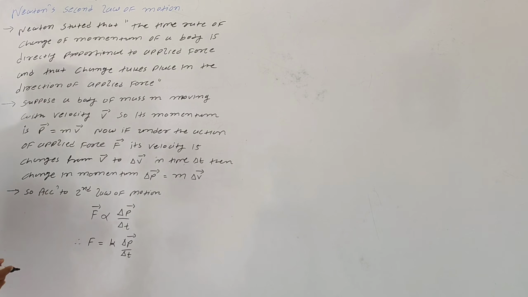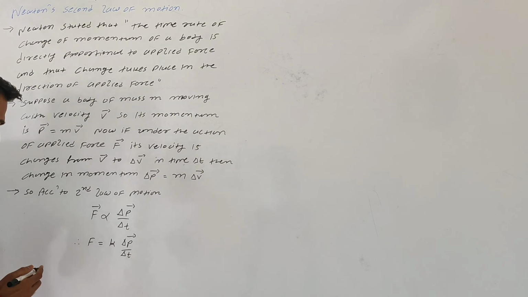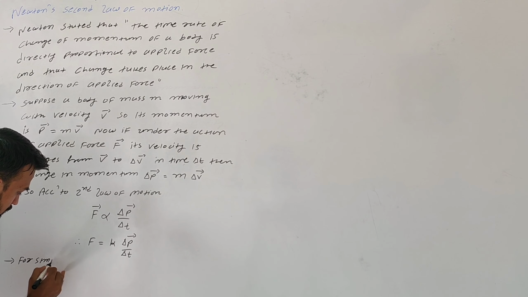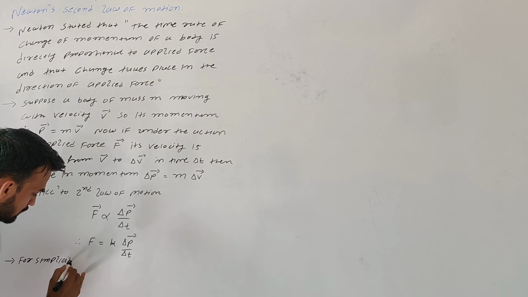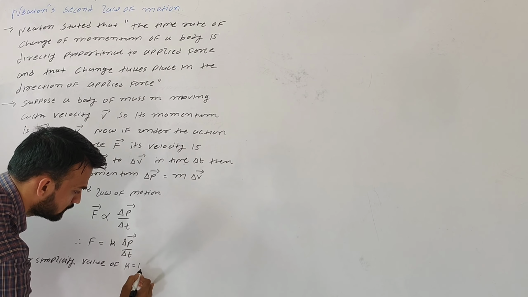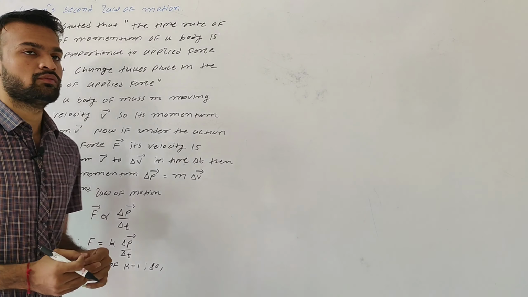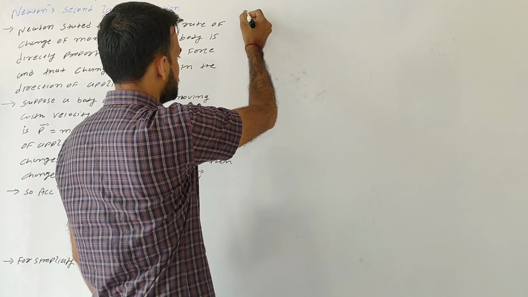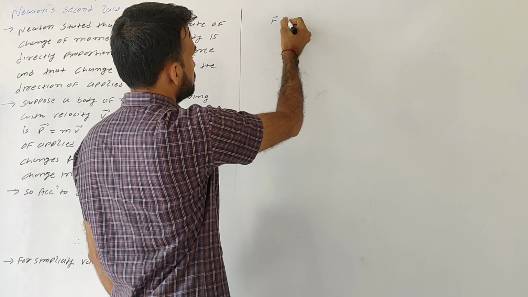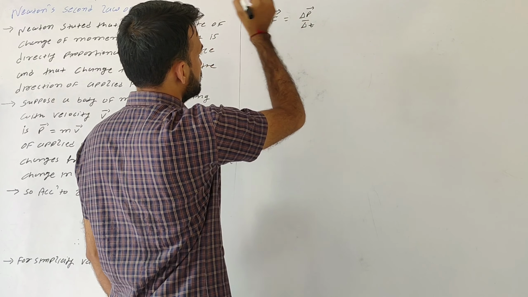Okay, here for simplicity we will take value of K equal to 1. So we will take value of K equal to 1. So here I can say, therefore, F is equal to delta P by delta T.